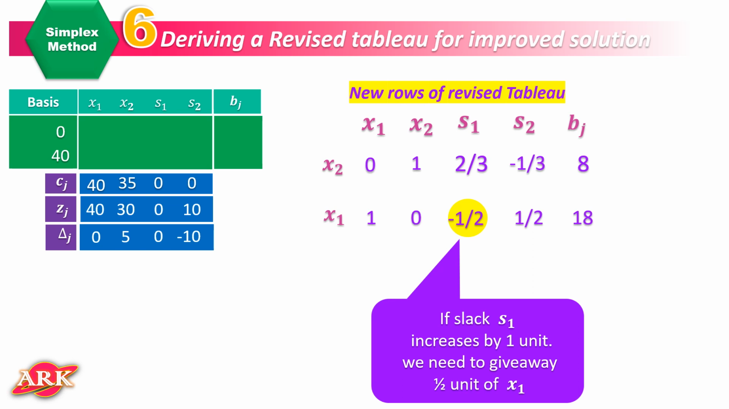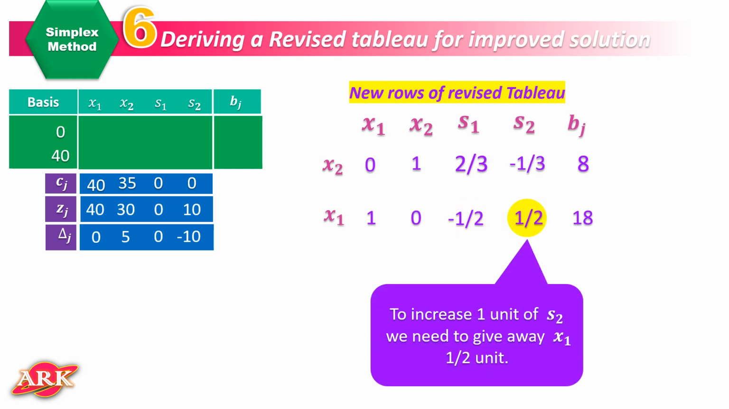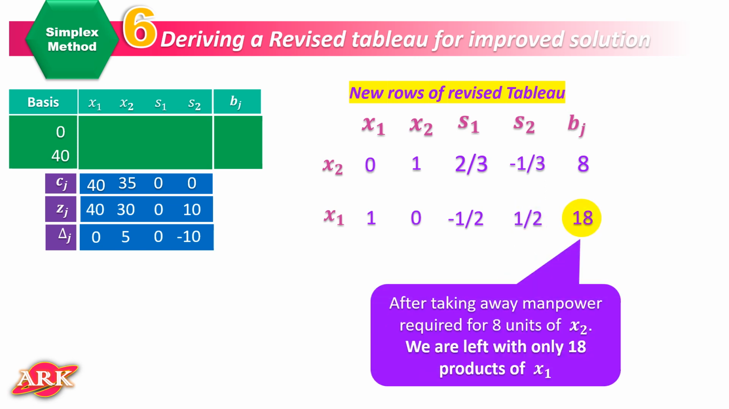2 kg of raw material. If we want to give away or unuse 1 kg of raw material, which leads to increase of slack S1 by 1 unit, automatically we have to reduce the unit of X1 by half. So that is minus 1 by 2. 1 by 2 represents that to increase 1 unit of S2, we need to give away half unit of X1. 18 represents that after taking away manpower required for 8 units of X2, we are left with only 18 units of X1.